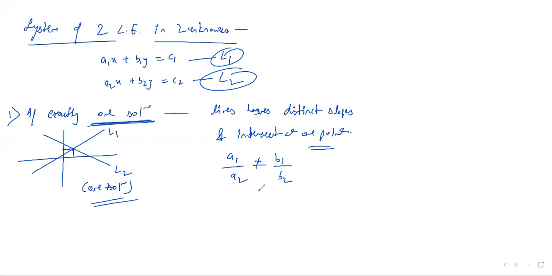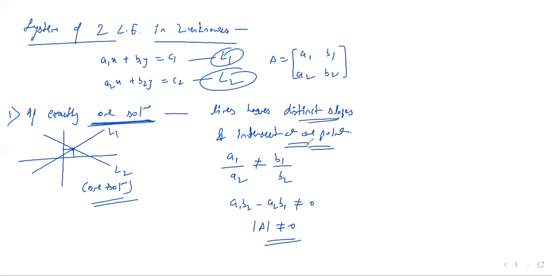Now if you look at this, it is actually a1 b2 minus a2 b1, and that is not equal to 0. If we form the matrix of coefficients from these two equations, we get a1 b1 a2 b2. Then you can see that it is actually the determinant a1 b2 minus a2 b1, that is, determinant of A is not equal to 0. That's what we mean to say here. So it can have one solution when the lines have distinct slopes and they intersect at one point.